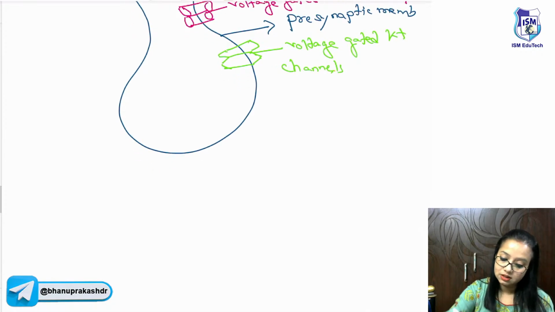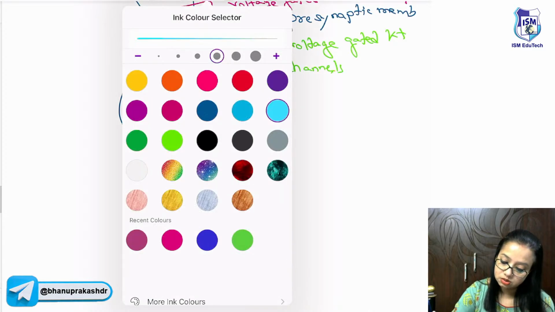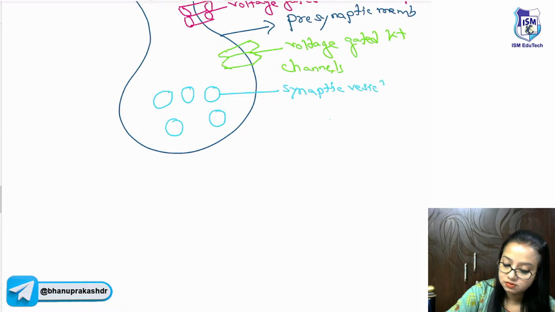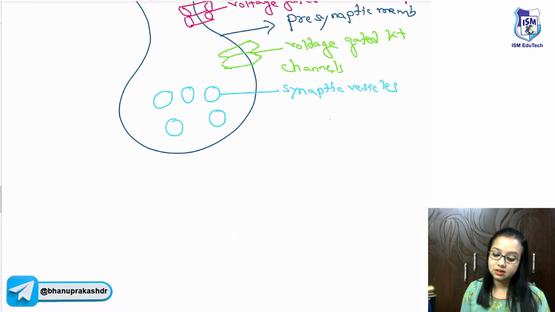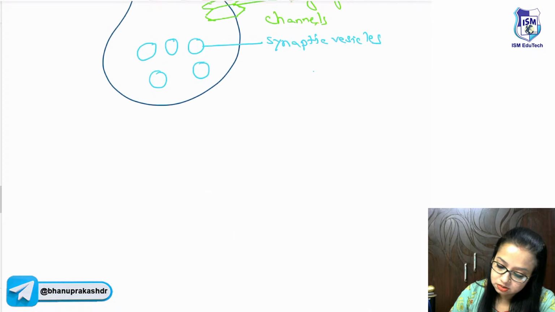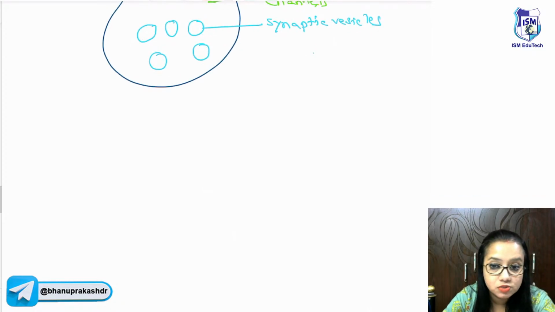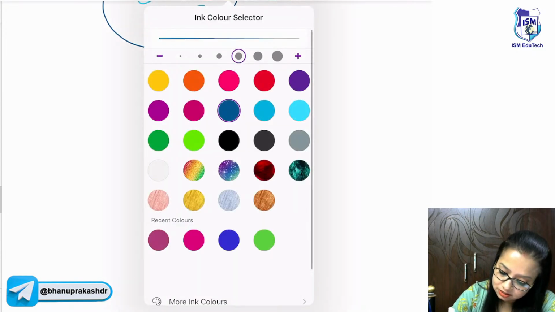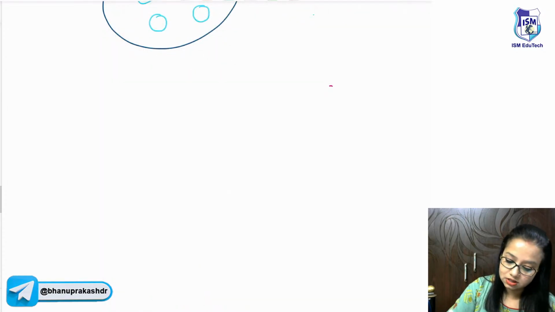Okay, it holds synaptic vesicles. It is holding the synaptic vesicles. Then we have the gap which we call the synaptic cleft. Let's keep it a little bit wider so that we can draw the other diagrams.